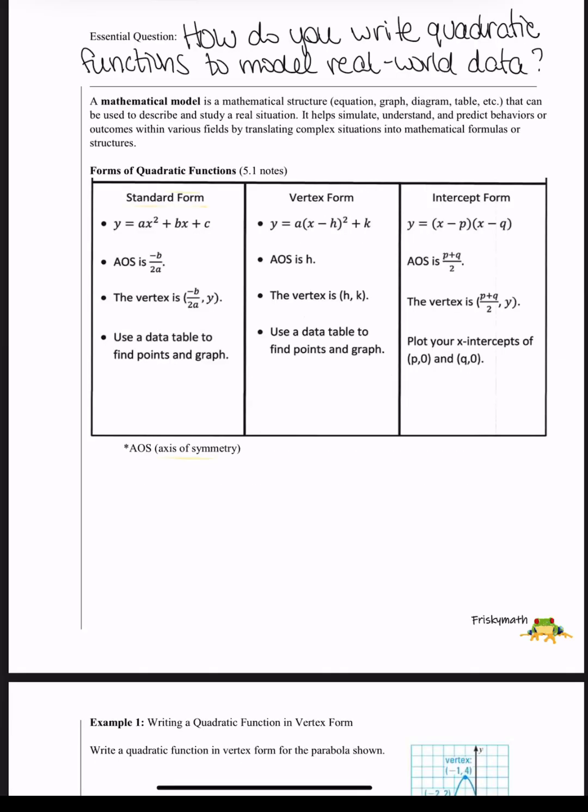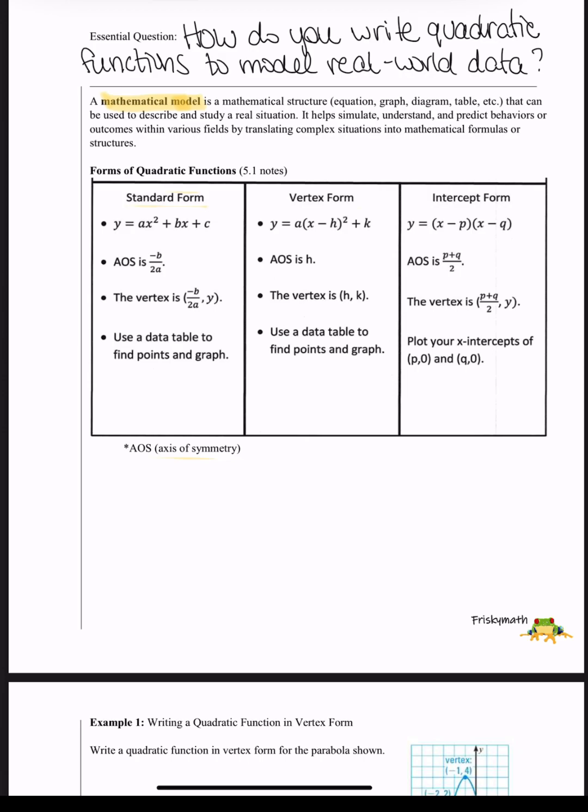So I gave you a definition here about mathematical modeling, and it says a mathematical model is a mathematical structure, equation, graph, diagram, table, all the things that we've been using to describe data that fits the trajectory of a quadratic function. And so it can be used to describe and study a real situation. It helps simulate, understand, and predict behaviors or outcomes within various fields by translating complex situations into mathematical formulas or structures.